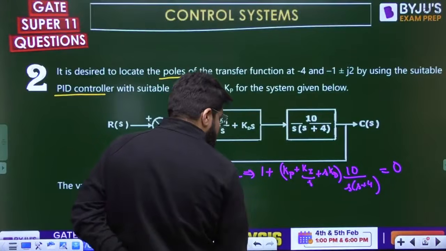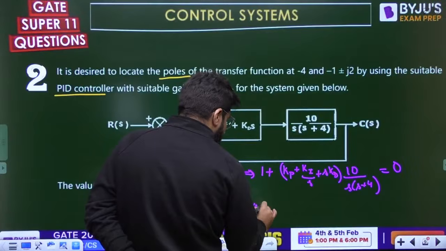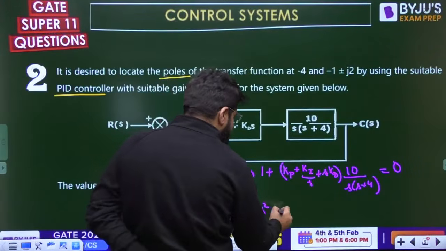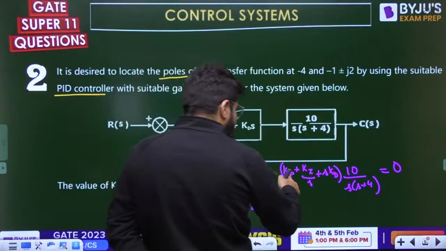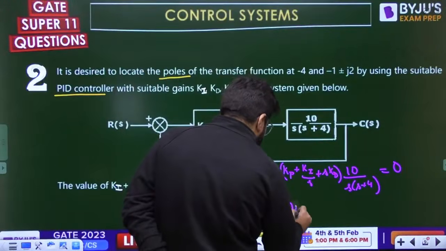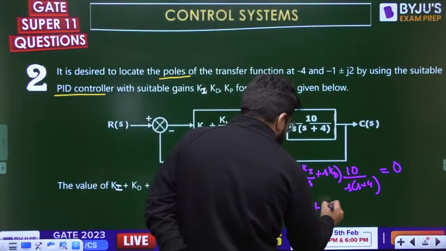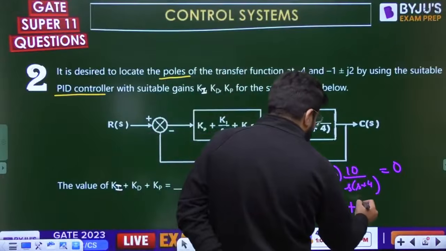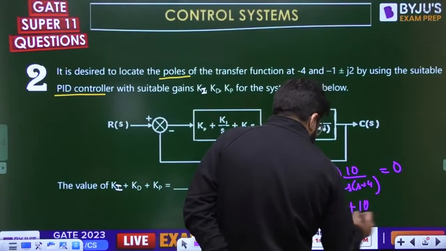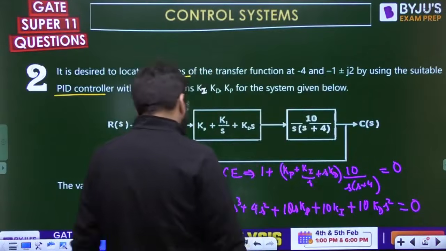So that will become S square into S cube, then S square into 4S square plus, okay, plus this will become 10 KP S, so 10 KP S plus 10 KI, plus S square KD into 10, so 10 KD S square, equal to 0. Or let me rearrange.